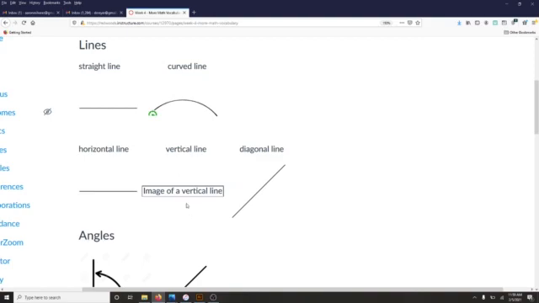The vertical line is not showing here for some reason, but it's a line that goes straight up and down. Here is a diagonal line.